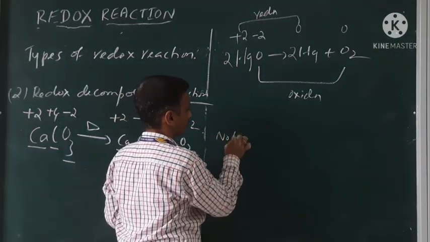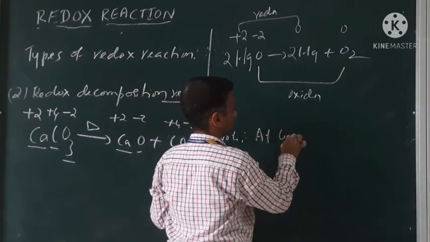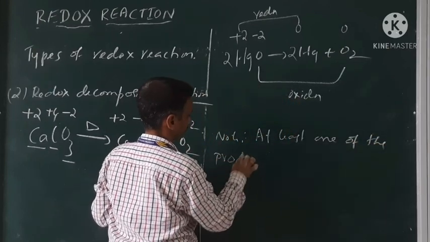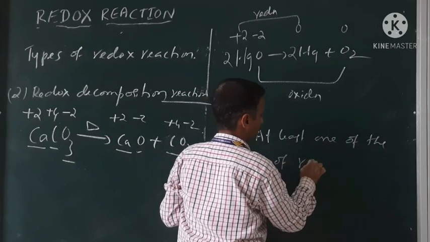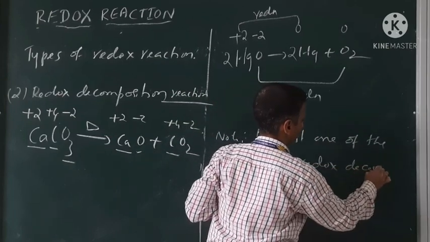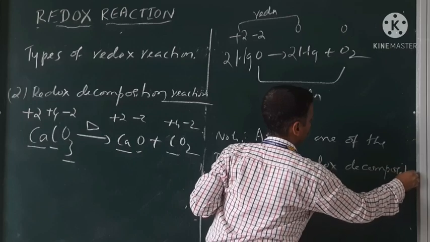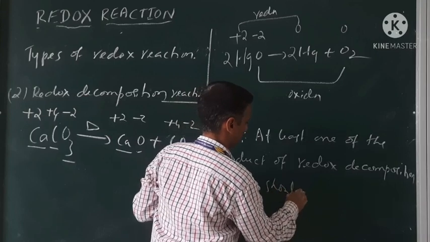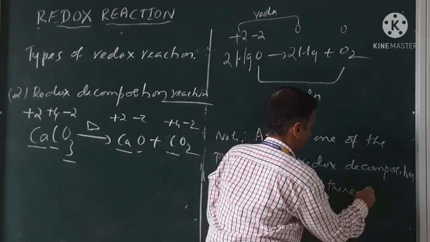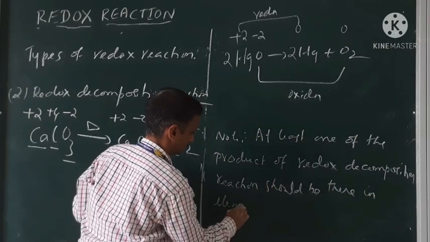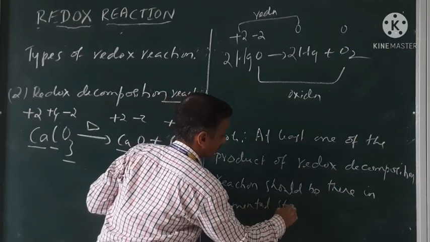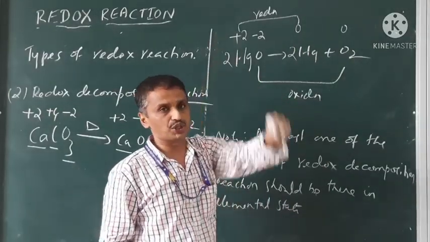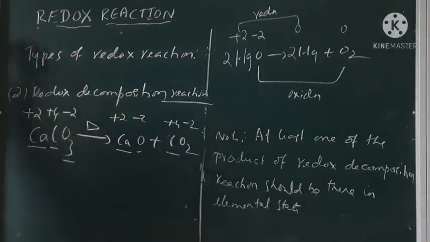And note it down, at least one of the products of a redox decomposition reaction should be in the elemental state. There is no requirement that both should be in the elemental state. At least one. Here both are in the elemental state. Minimum one should be in the elemental state, then it is a redox decomposition reaction.